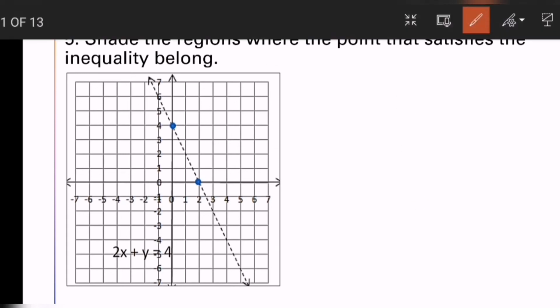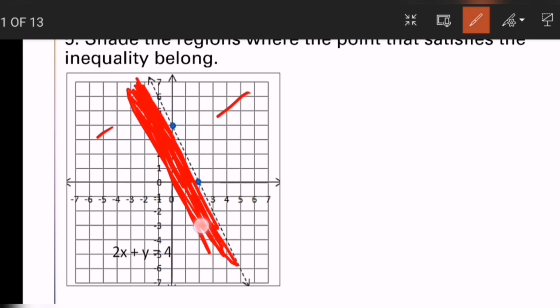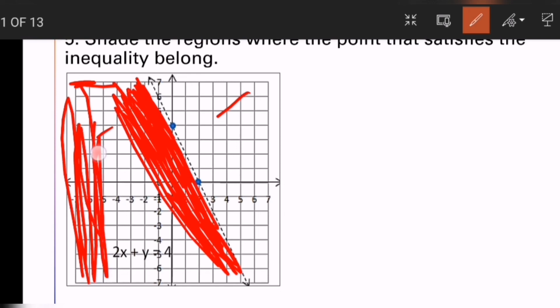Now, alin ba ang nag-true? Sa taas ba o sa baba? So, ang nag-true po ay yung 0 and 0 na nasa baba. So, isi-shade nyo lang po yung lahat, yung buong part ng baba ng ating equation or yung graph ng line. So, buong ito, isi-shade mo lang.